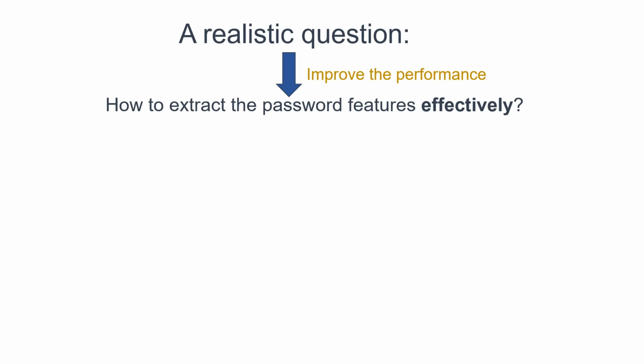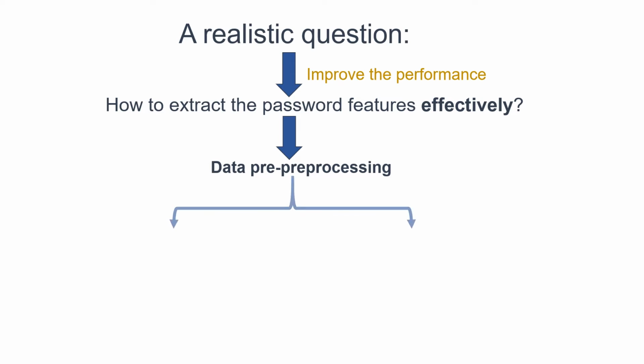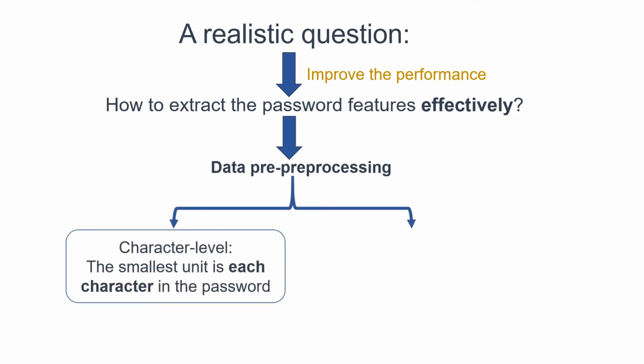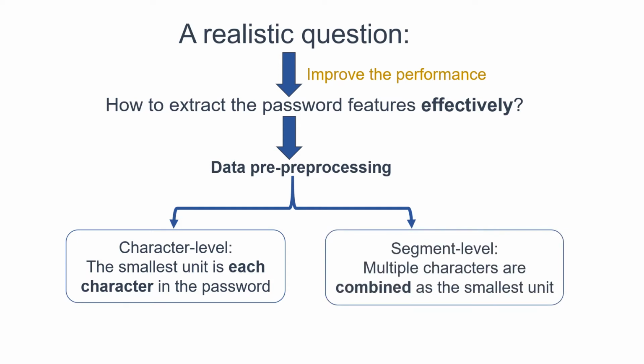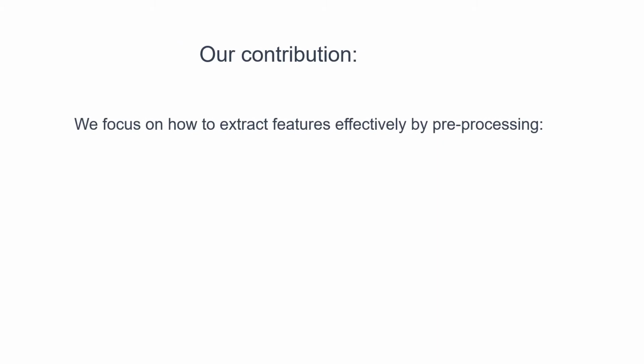Since neural networks are generally used as black boxes for learning features, a realistic question is how to extract password features effectively. Data preprocessing is a feasible way to solve this problem. Models can be divided into two types based on the smallest unit they handle during training and generating. Now the key challenge becomes choosing the appropriate preprocessing methods to get more effective features. In this paper, we focus on how to extract features effectively by preprocessing.